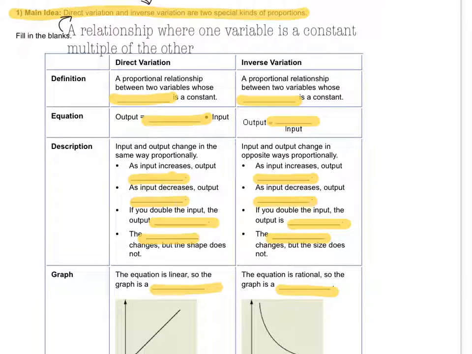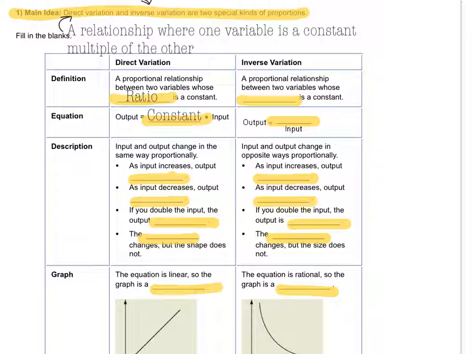Now, what I want to do is talk about the direct variation all by itself. A direct variation by definition is a proportional relationship between two variables whose ratio is a constant. So on this line right here, you're going to type ratio. The ratio is a constant, where the equation is: output y is equal to some constant times input. I just realized one of my examples was not the greatest, but if you have a question about it, that's why I'm here just for you.